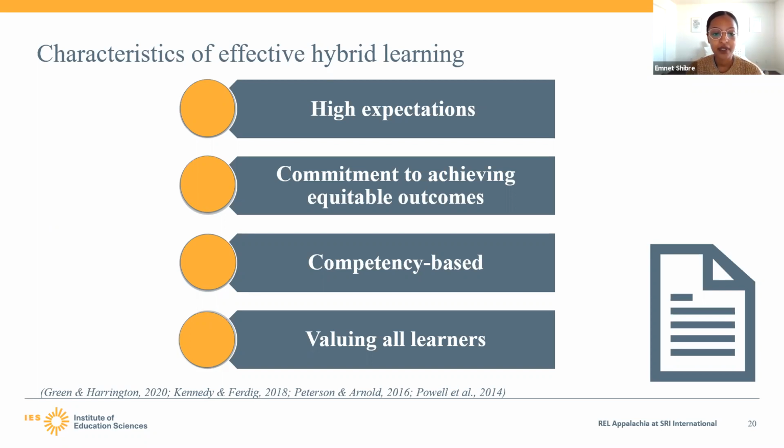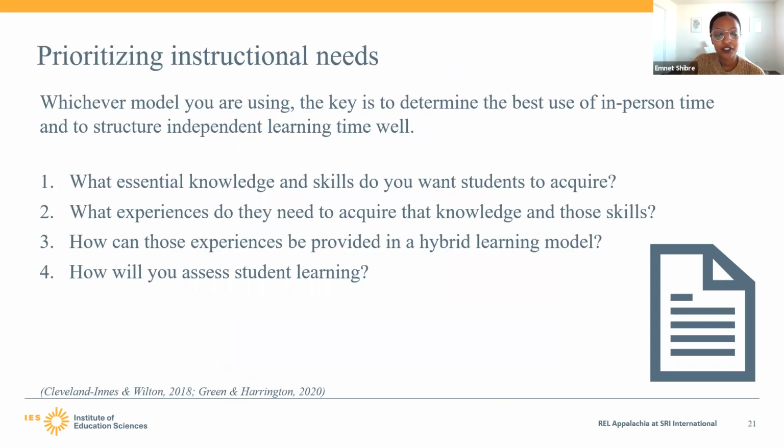And finally, valuing all learners. Hybrid learning is most effective when it is designed to provide appropriate learning opportunities for all students, including those with unique skills and needs. Prior to the pandemic, educators turned to blended learning as a way to personalize instruction to meet each student's different strengths and needs. Now I will turn it over to Jill.